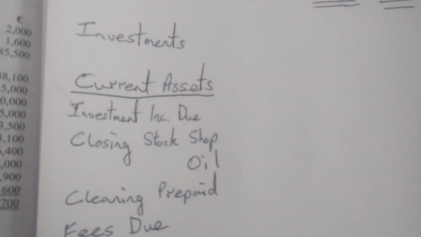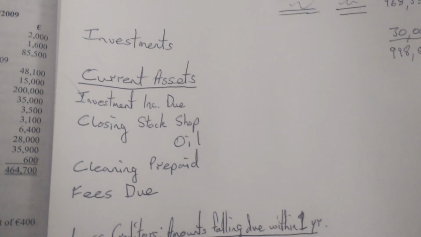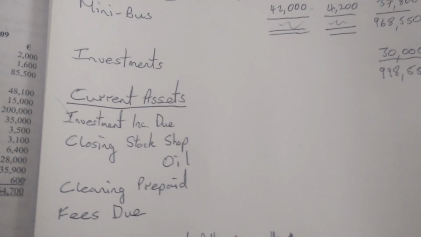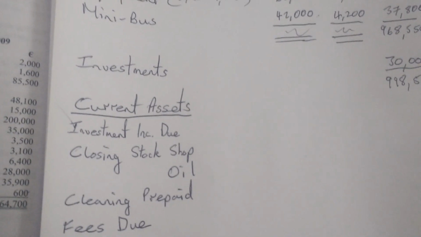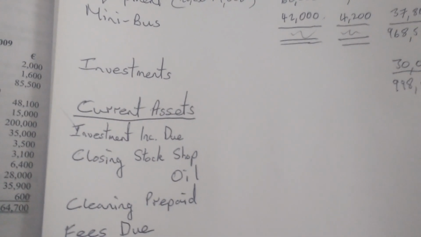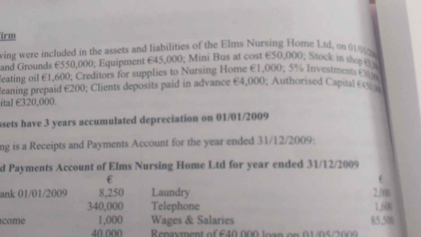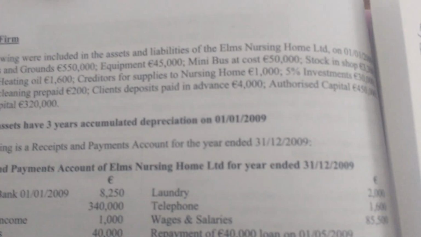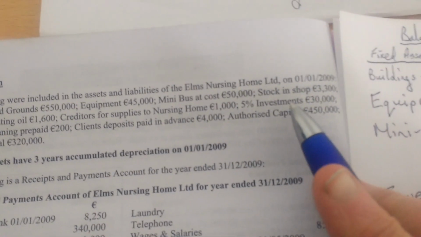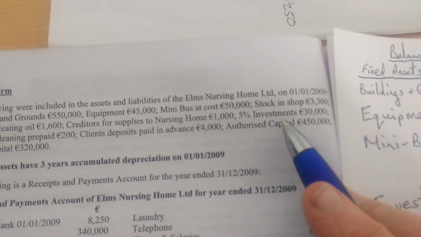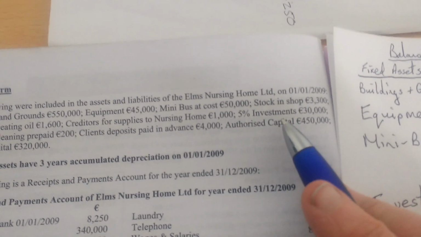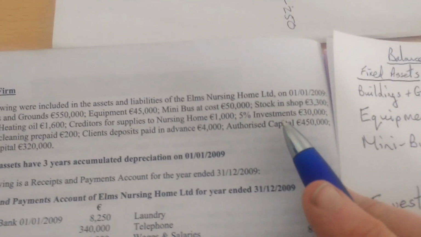Right, moving on to the current assets then. I'm going to put the current assets in the first column as well, the figures for the current assets. So the first one is the investment income due, and there'll be a little working to be done there, I'm sure. So what we have is, at the start of this, it says 5% investments, 30,000. Well, that's what you ought to be getting for the year. So 5% of 30,000 is 1,500.